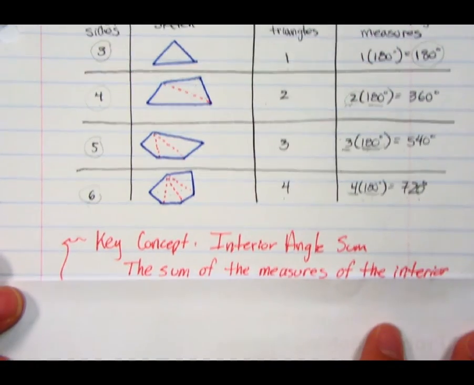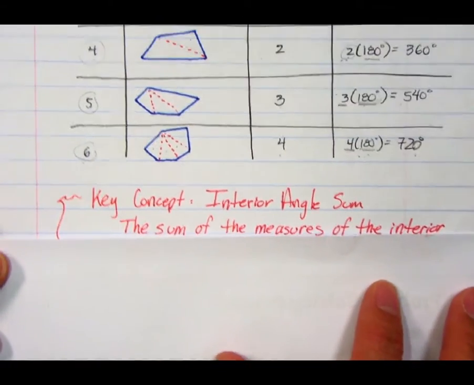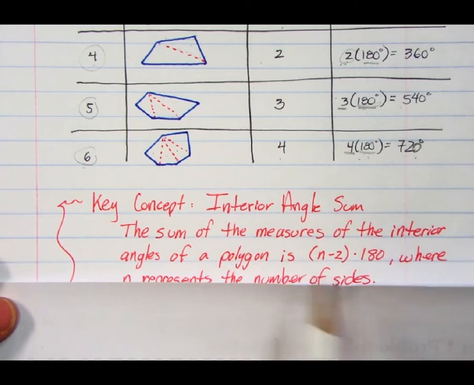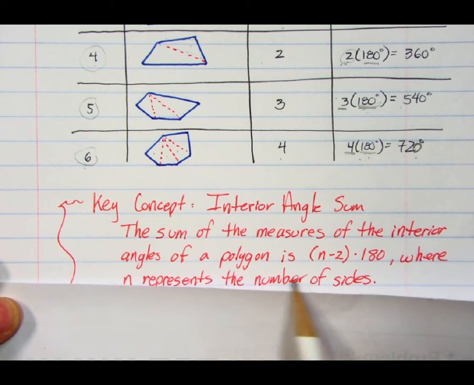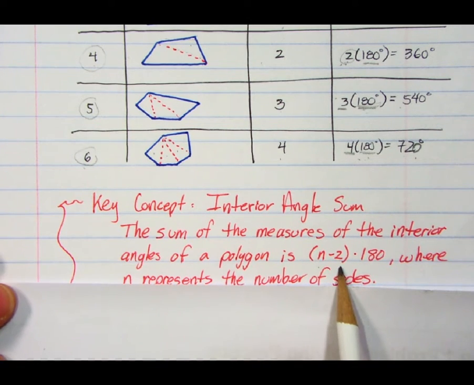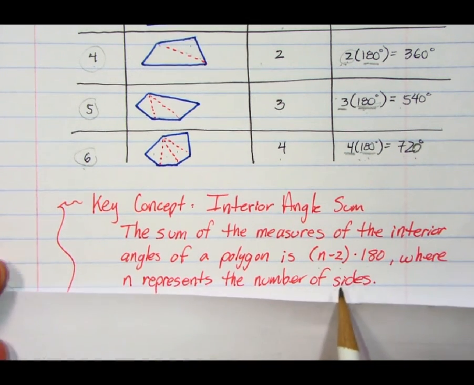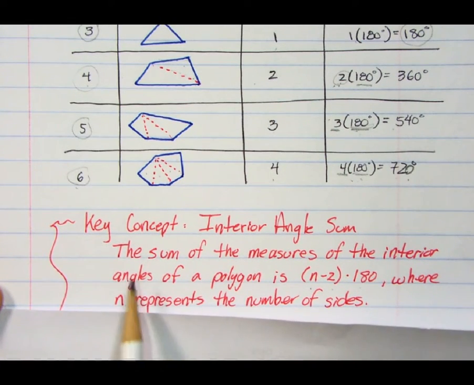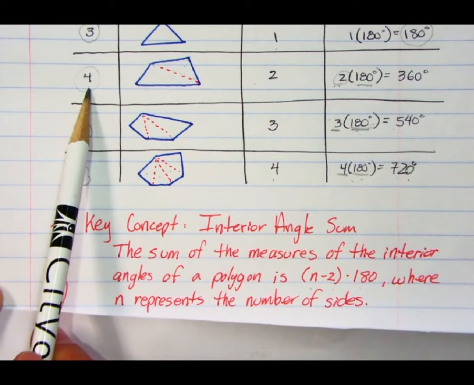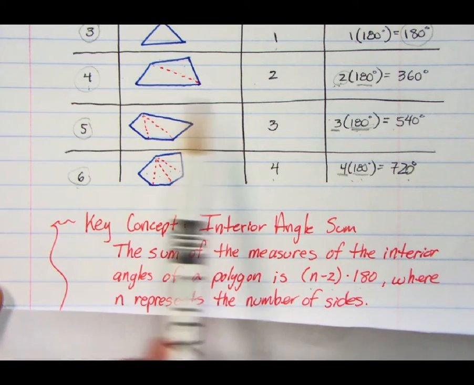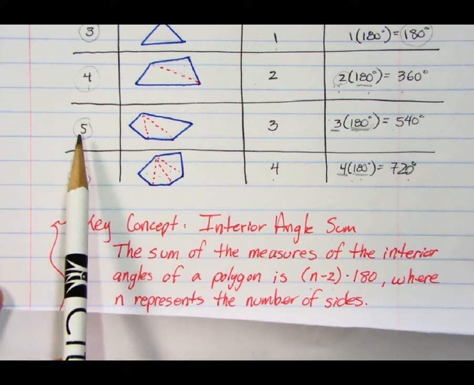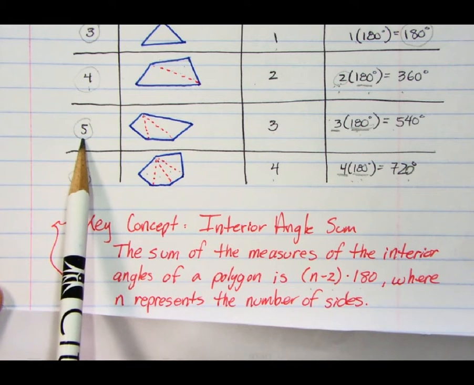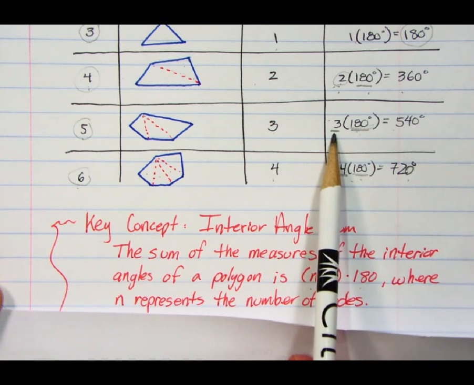Well, this is what's happening. It's a key concept. It's called the interior angle sum. The sum of the measures, okay, so adding all the interior angles, is (n minus 2) times 180, where n represents the number of sides. Let's see how that applies. n is 4 in this case. We subtract 2 from it, we get 2, and times by 180, 360. n is 5 in this case. 5 minus 2 is 3 times 180.